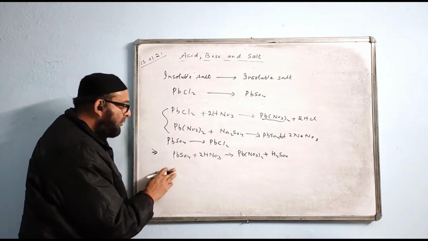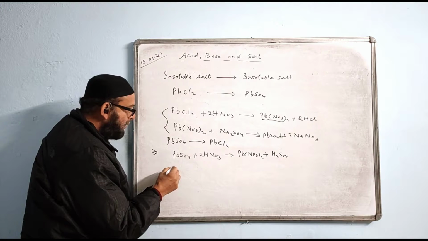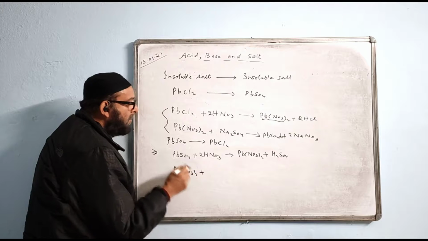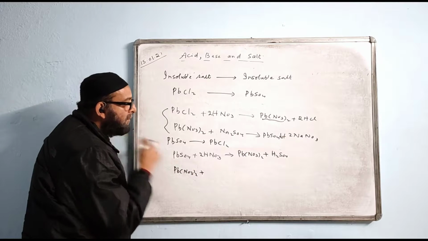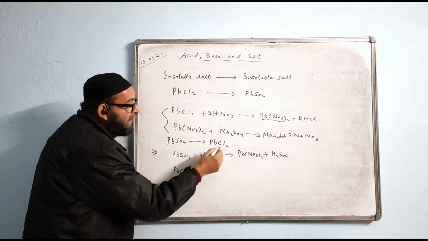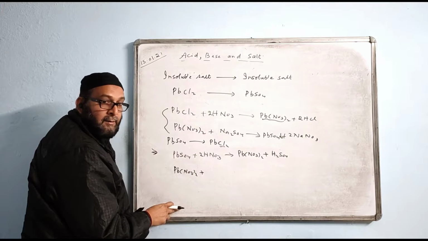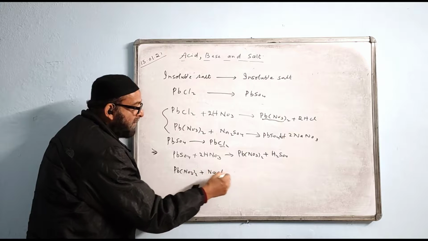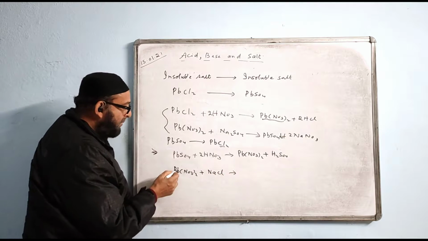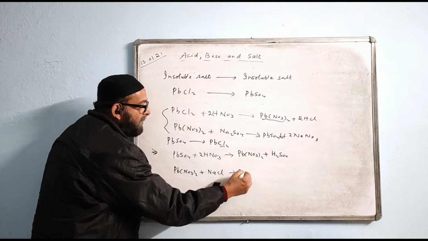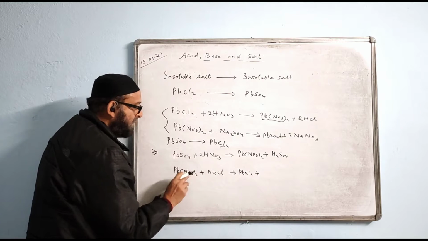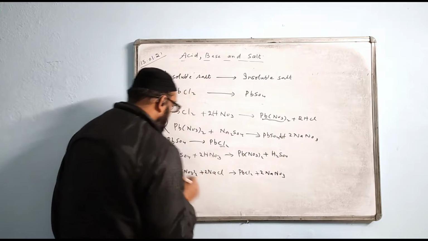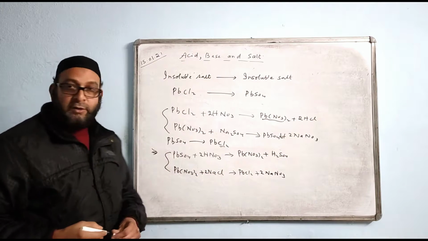Next, what will happen? Tell me. Plus, you want to make chloride here. What should you take? Yes, NaCl. Good. Then Pb will now combine with this. It will give PbCl2 plus 2NaNO3. Yes, two steps. Two-step reaction.